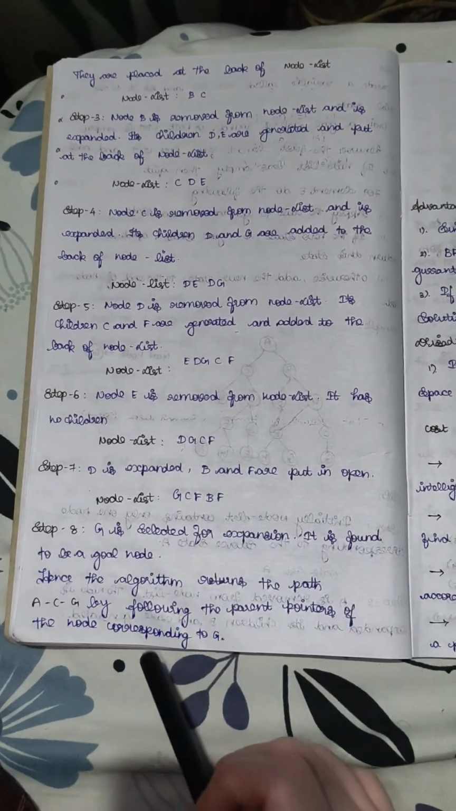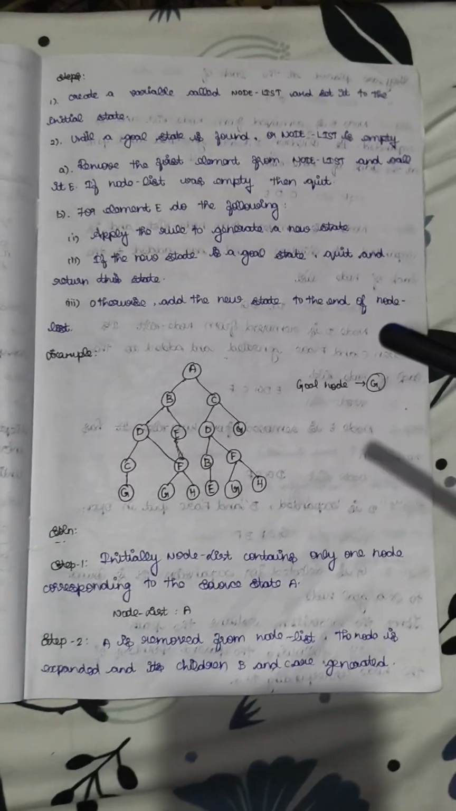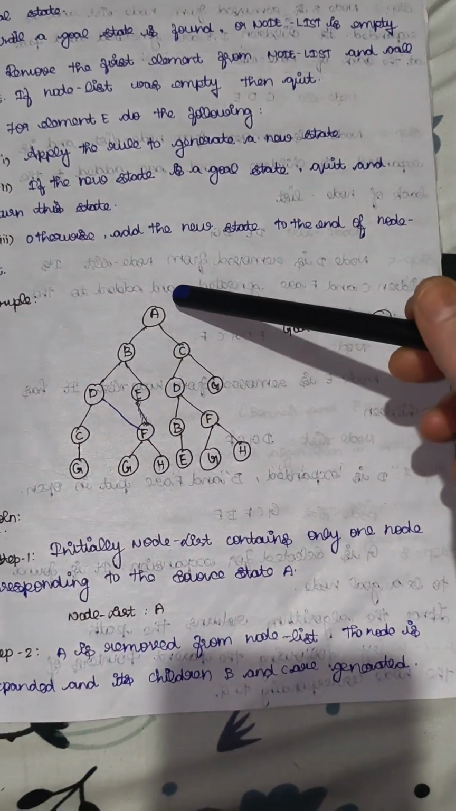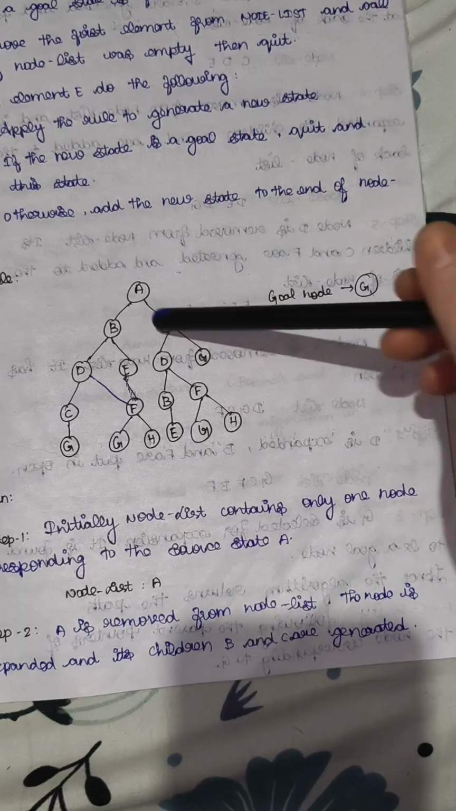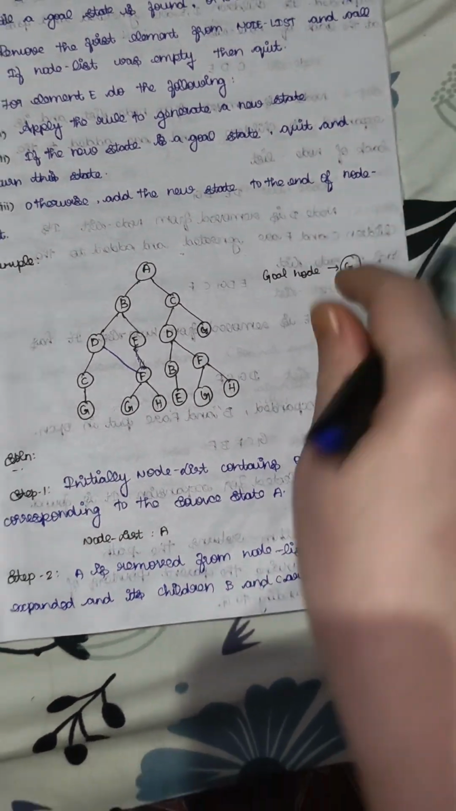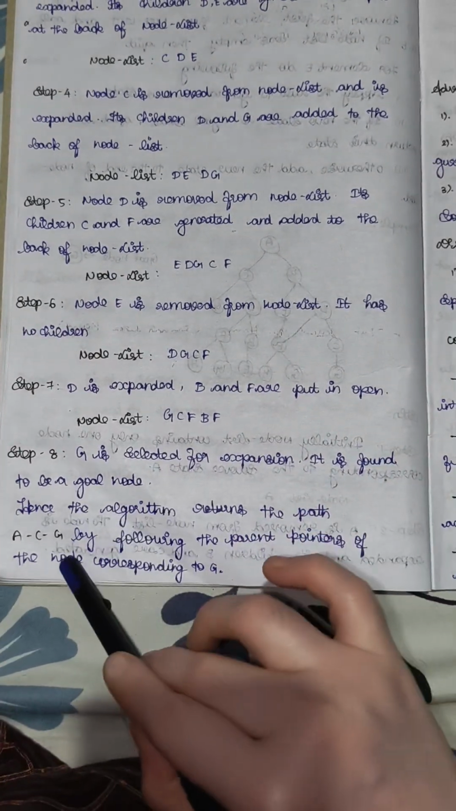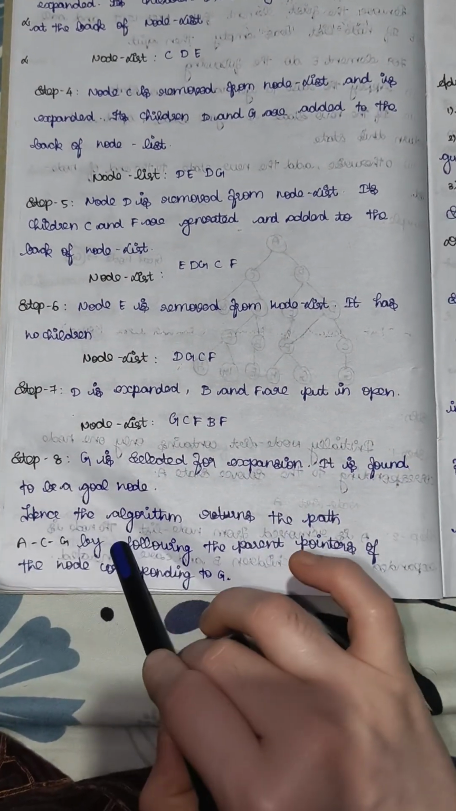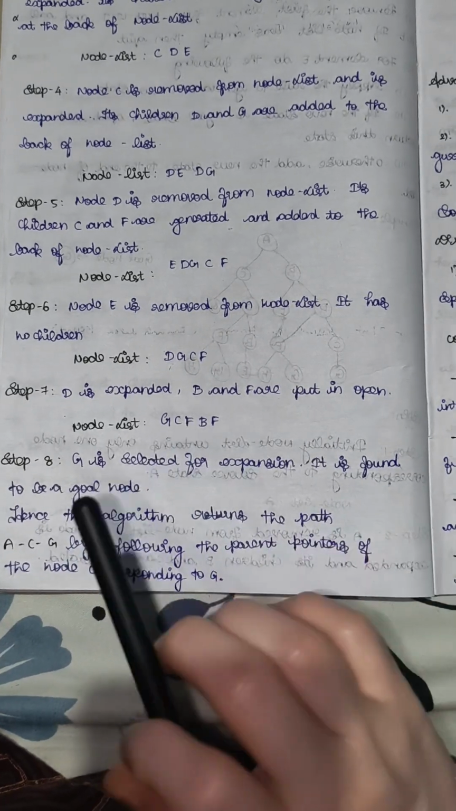So here the correct path is what? I have reached the goal node, and the shortest path is A to C and C to G. So this is the shortest path where I have reached the goal node. So listen, this is the shortest and optimal path where we have reached the goal node.